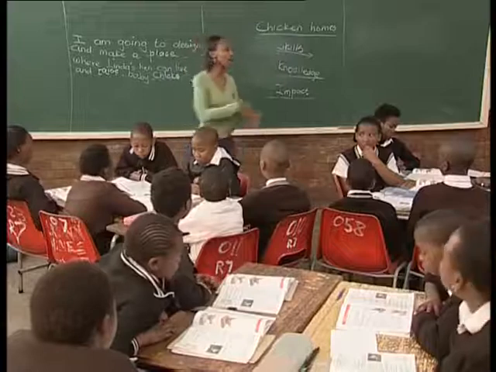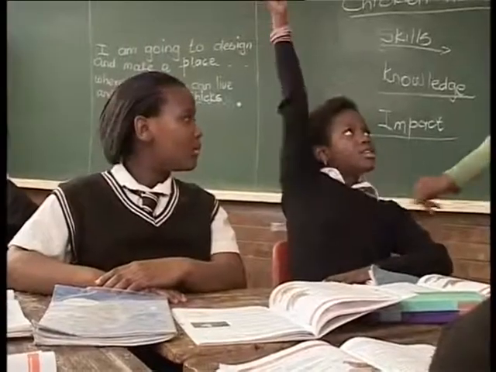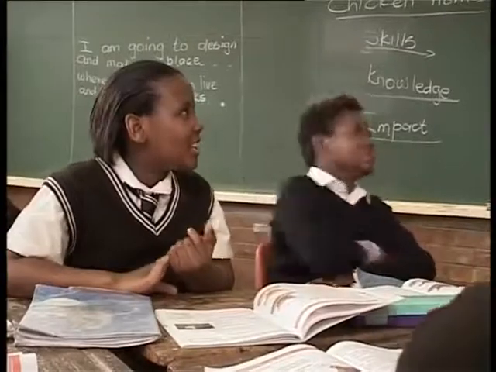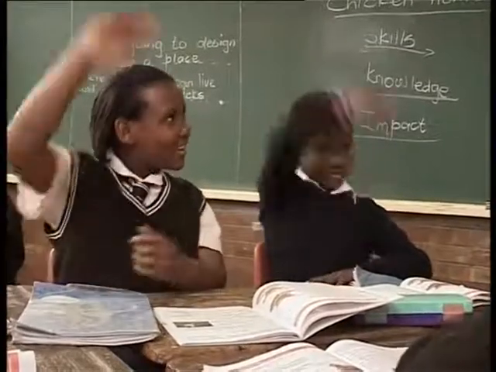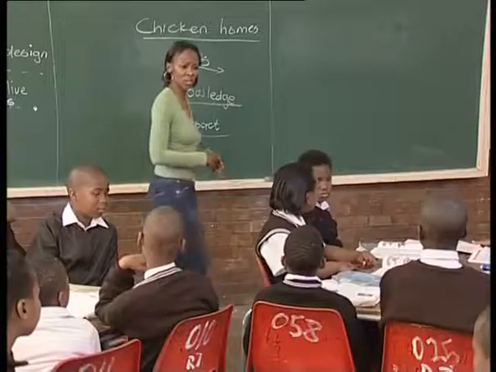If you can all look at my poster there. What do you think is happening in that poster? Yes, Masha? The rooster and the hen are mating. Good, the rooster and the hen are mating. What is the rooster? Pumeza? A male chicken. What is a hen? Yes, Pumeza? A female chicken. What is reproduction? Yes, Lumkisa? Is having babies. It is having babies.